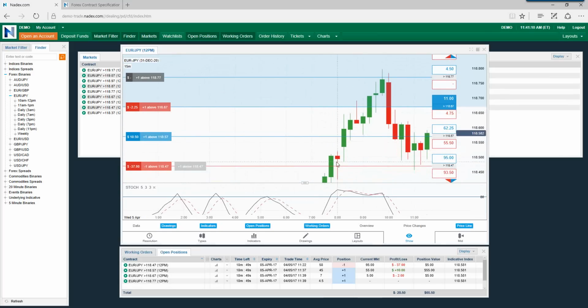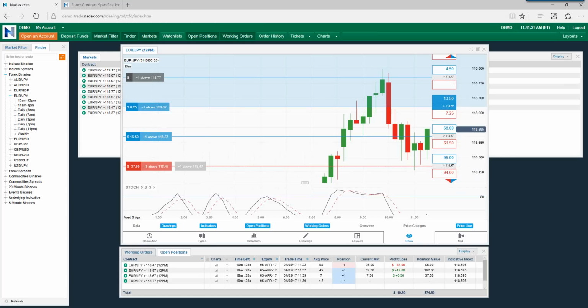Okay, so now you can see I've lost money here. I'm break even here. This is called break even because it's at 0. This one I have made $15 on. This one I've lost 37. I'm not at full loss yet because it's not black.